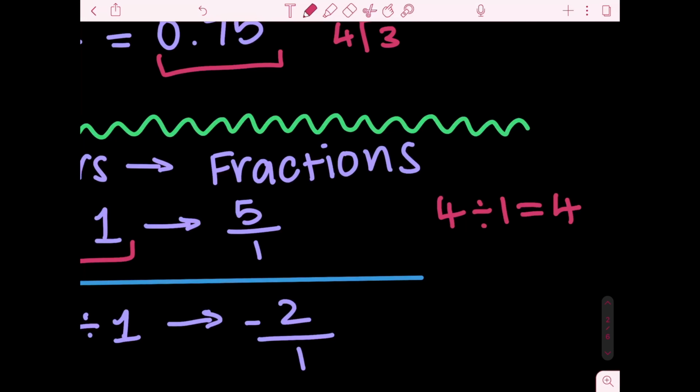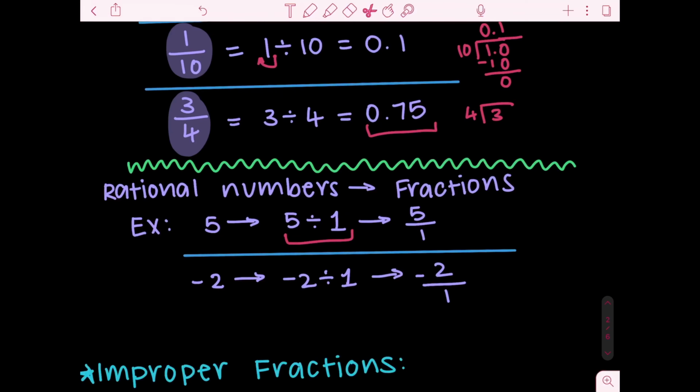And remember that in a fraction, our division bar is basically the division sign. So you can also do 4 divided by 1. But since we don't really need the 1 to show that the answer is equivalent to 4, we just leave the answer as 4. But the idea of this was to show you guys that any rational number can be converted into a fraction, because the whole idea of a rational number is that you can write it as a ratio.